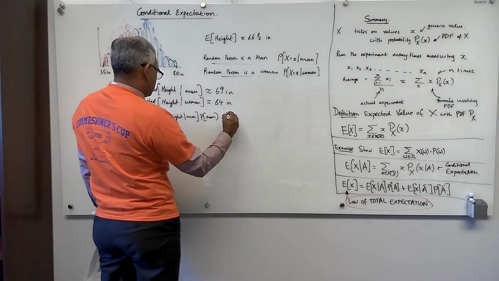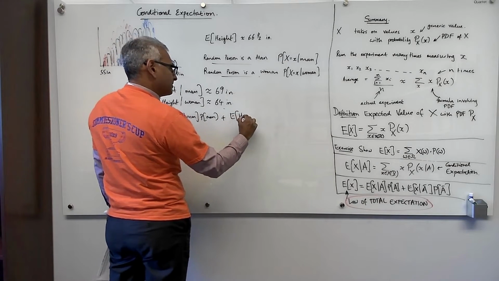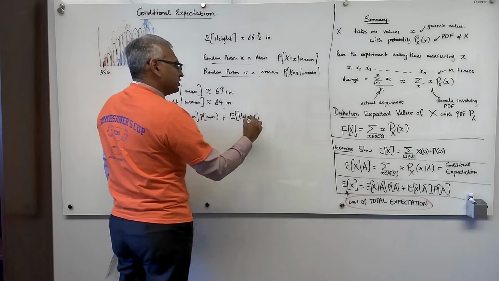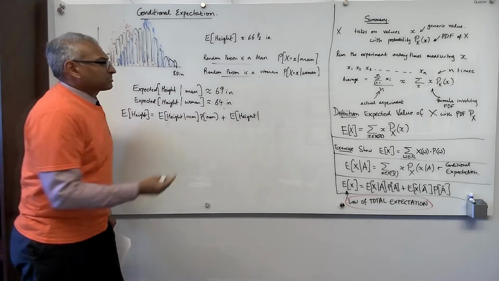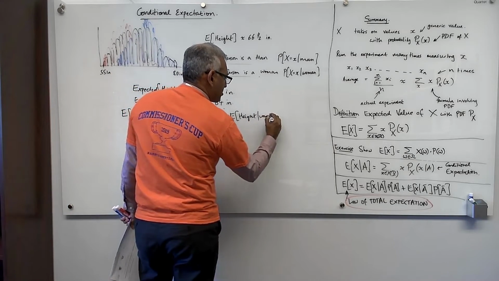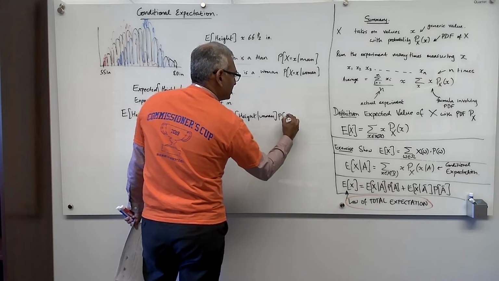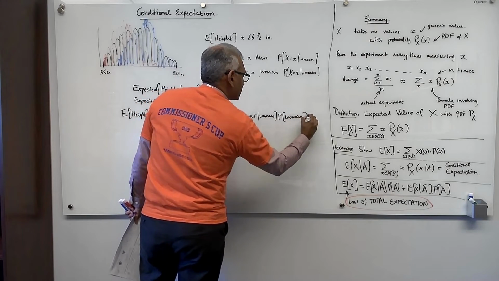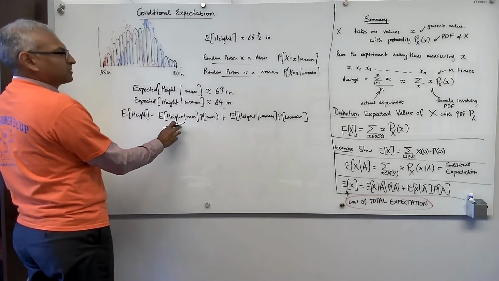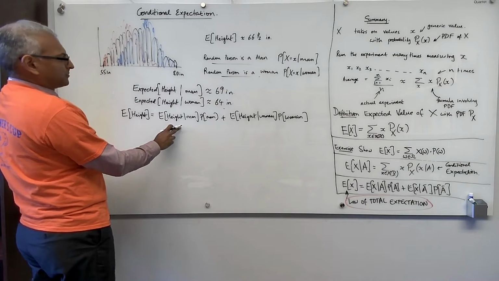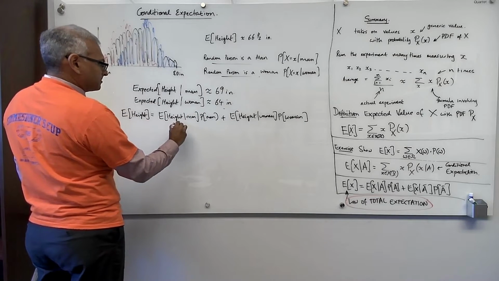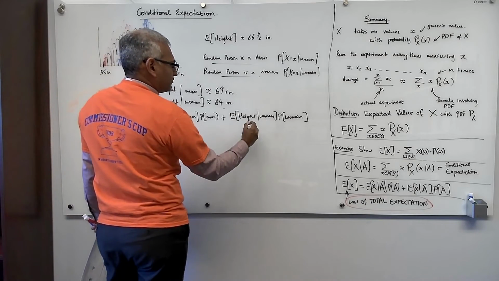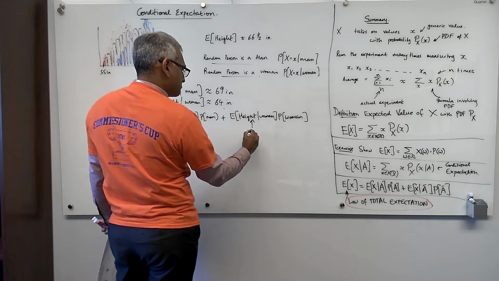Plus the expected value of height. Now we need to consider the case not man. Well, if it's not man, it's woman. Given woman, times the probability of woman. Okay, now I'll fill in these numbers for you. So the expected value of height given man is 69. The expected value of height given woman is 64.